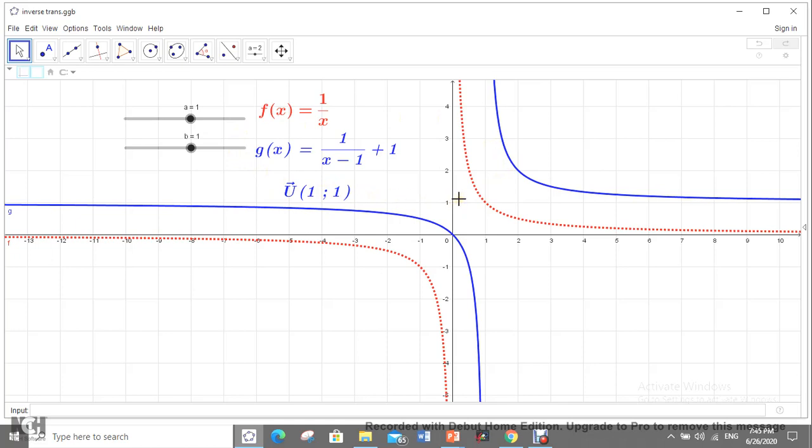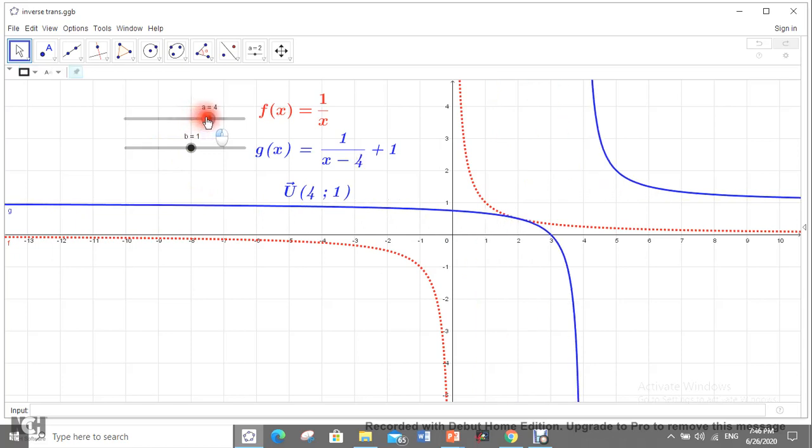(1, 1) means that we move this curve 1 unit to the right and 1 unit upward to get this part, and similarly this part is translated by 1 unit to the right and 1 unit upward. See if you change the value of a, let's say 1 over x minus 4, plus 1, so the translation vector will be (4, 1). So we move the red curve 4 units to the right and 1 unit upward.